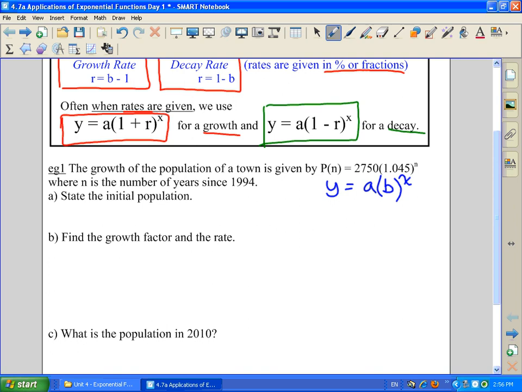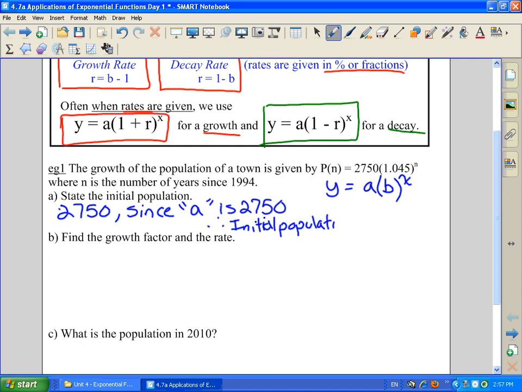So initial population is 2,750, since A is 2,750. And maybe since it's a word problem, you go: therefore, initial population is 2,750 people.